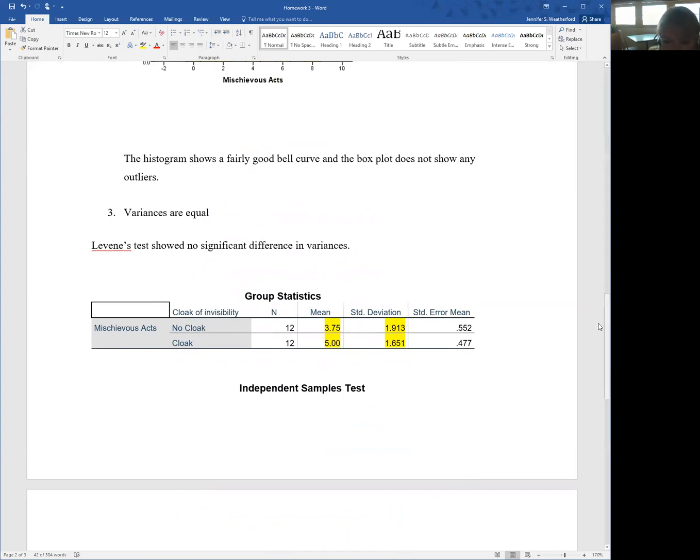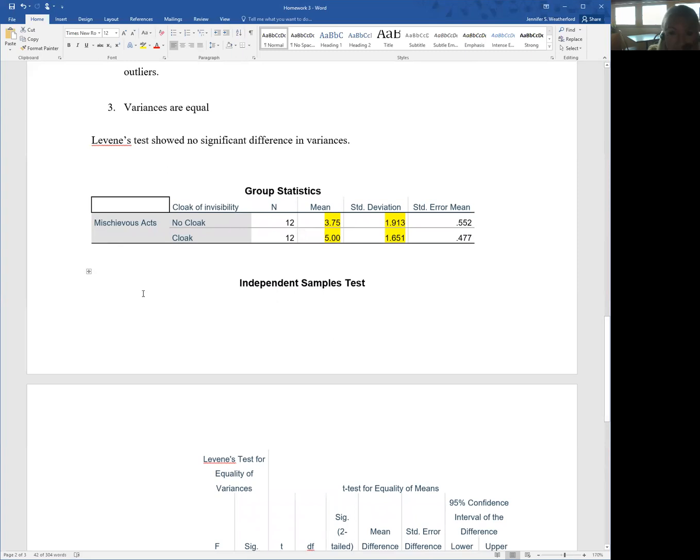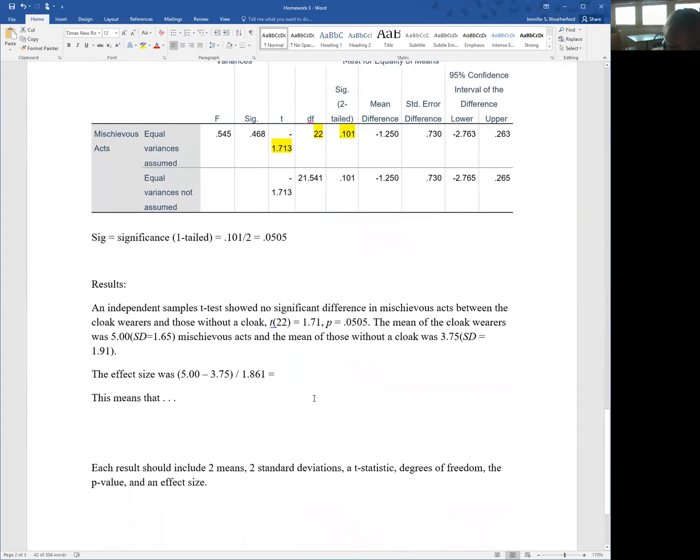So here on my page, I've copied and pasted the output. Again, this is not something you would need to do, but I did this because I want to start talking to you about what matters and what you would put into your paper. So always include means and standard deviations for the group. And I've highlighted these in yellow. You'll find these in the first box that comes up in SPSS. Here's a mean, here's a standard deviation, and then I've written about these down here.